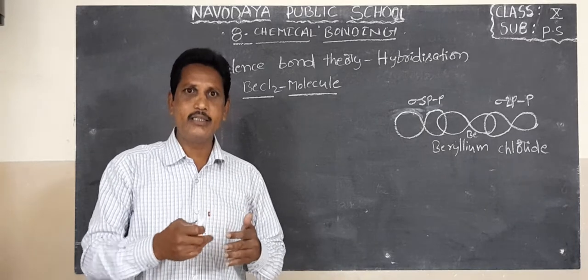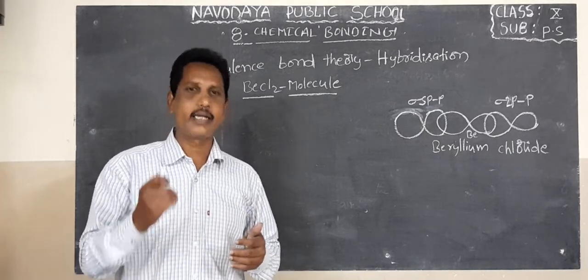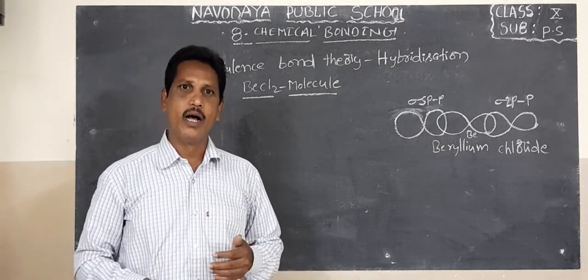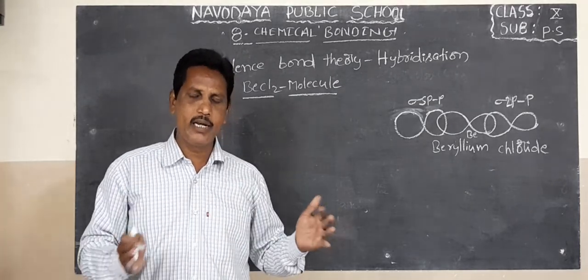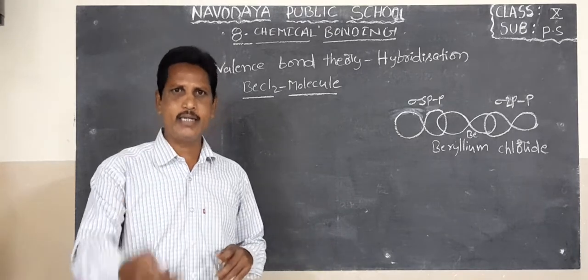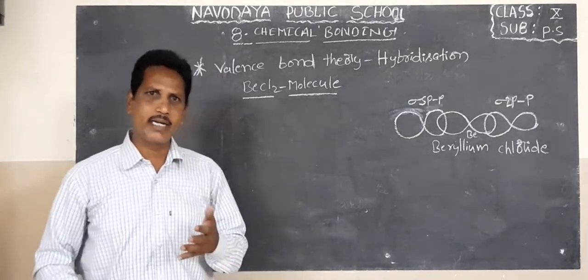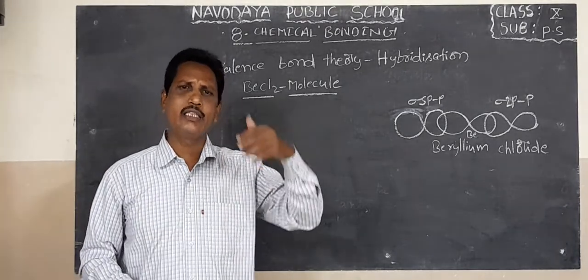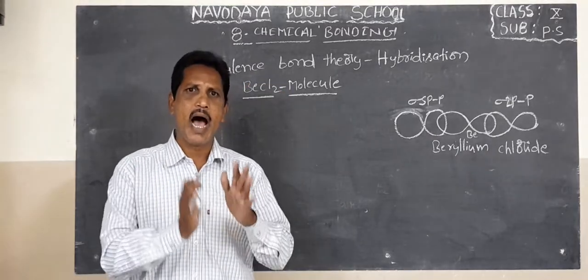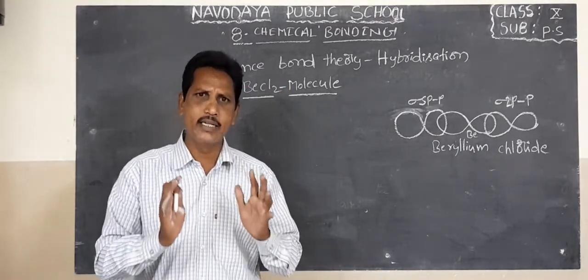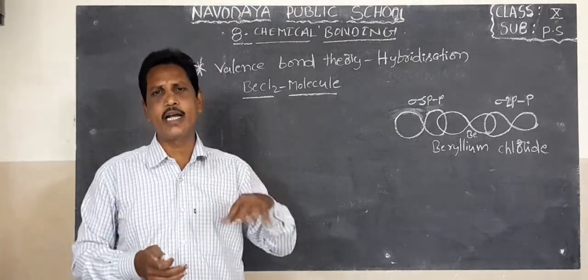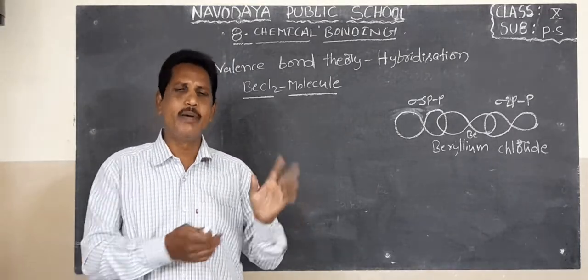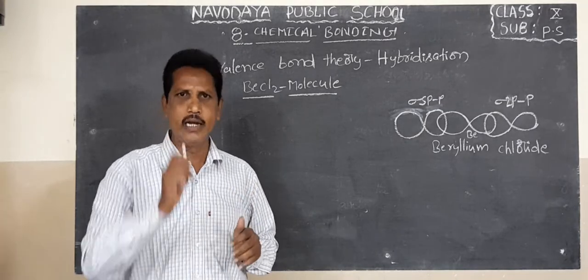The nearest inert gas helium has an electronic configuration that is a duplet. We know that except helium, all the remaining inert gases contain 8 electrons in their valence shell. That is called the octet rule or octet configuration. Here beryllium donates or transfers 2 electrons, and it becomes like the nearest inert gas helium.